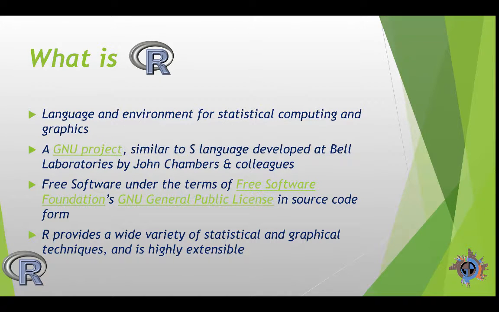What is R? The basic question that we need to ask ourselves. R is a language and environment for statistical computing and graphics. A GNU project similar to the S language developed at Bell Laboratories by John Chambers and colleagues. It is free. Yes, it is free software under the terms of the Free Software Foundation's GNU General Public License in source code form. R provides a wide variety of statistical and graphical techniques and is highly extensible.